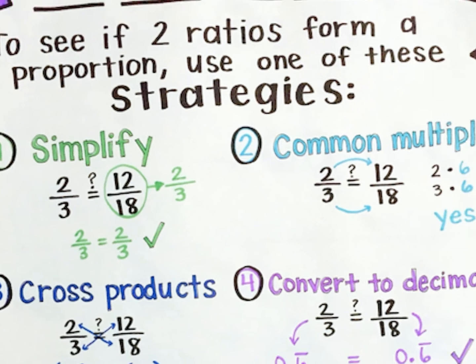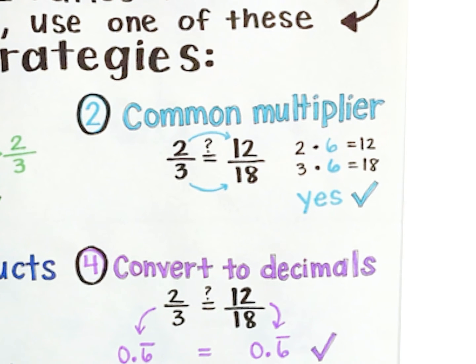Another strategy that we can use is we can look for a common multiplier. So if we're checking to see if these are equivalent ratios, I would simply look and see if I could multiply straight across. So to get from 2 to 12, we can multiply by 6, and we would just check and see, are we multiplying by the same thing on the bottom, kind of like if we were making equivalent fractions, to see if those were in fact proportional.